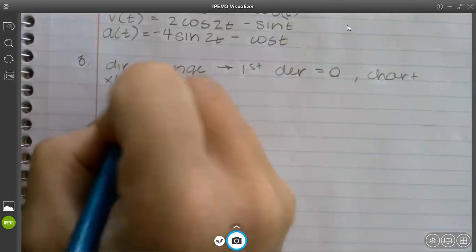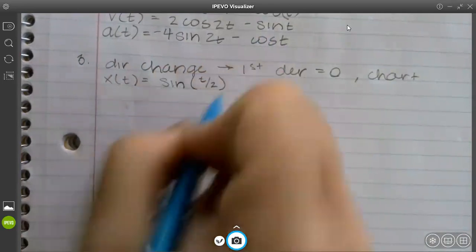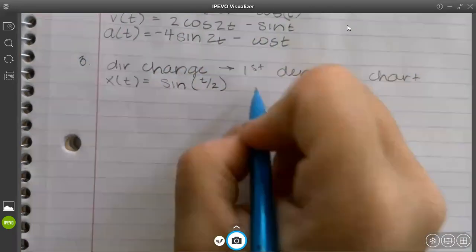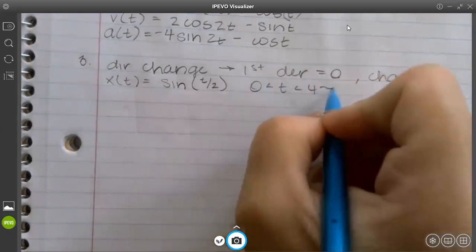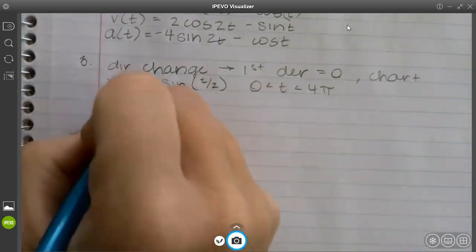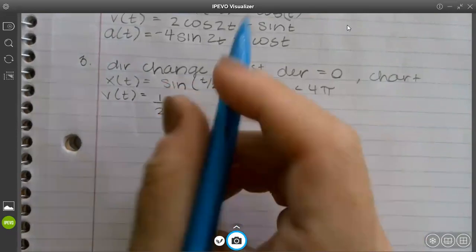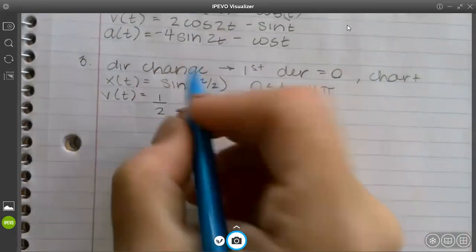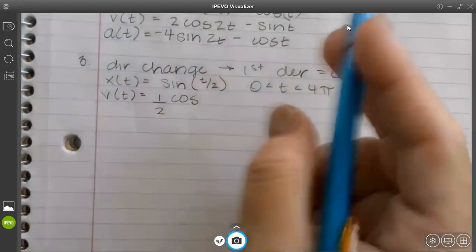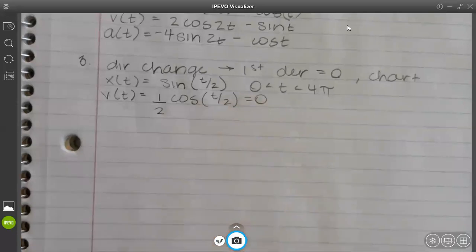So our position function was sine t over 2. It said 0 to 4 pi. What's your velocity going to be? 1/2 derivative of sine is cosine, over 2. We set that equal to zero. What happens to your 1/2?